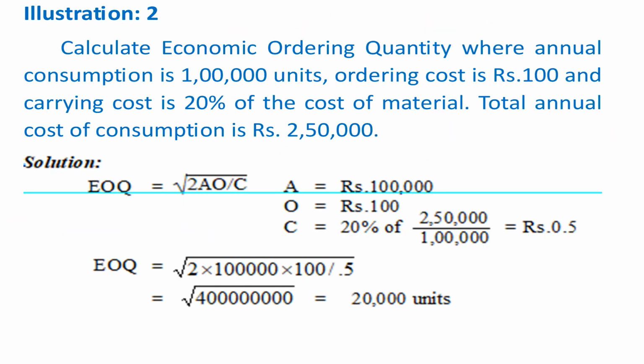Illustration 2. Calculate economic ordering quantity where annual consumption is 1 lakh units, ordering cost is 100 rupees and carrying cost is 20% of the cost of material. Total annual cost of consumption is rupees 2,50,000. Solution. The value of economic ordering quantity is calculated through the formula and the value is 20,000 units.